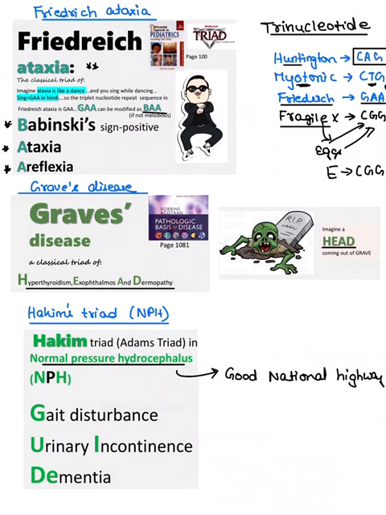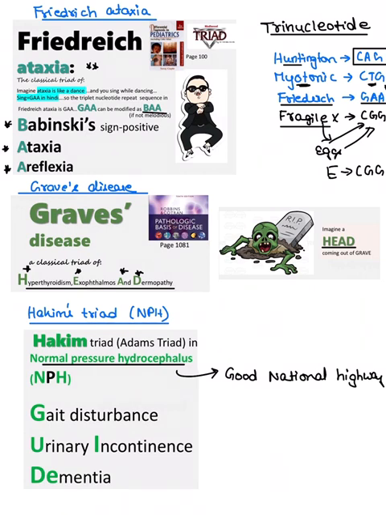Now coming on to the Graves disease. When does Graves disease occur? When the patient has hyperthyroidism. So what is the feature? It looks like as if the head is protruding out of a grave. You can remember it. H is for hyperthyroidism, E for exophthalmos, and dermopathy.